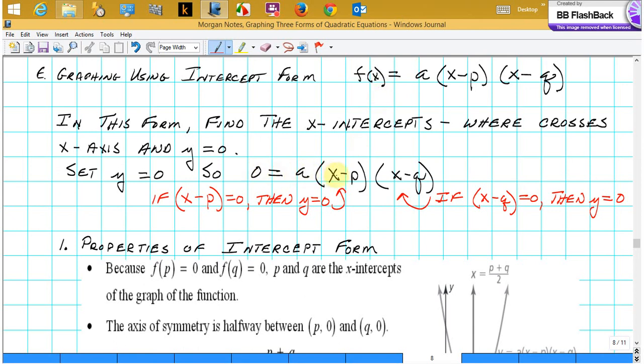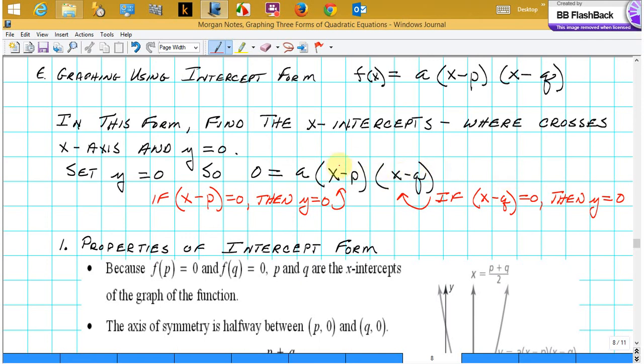0 is equal to a times (x minus p)(x minus q). There are several ways to get a 0. One way is if a is 0. Another way is if this whole factor x minus p is 0. Another way is if x minus q is 0.